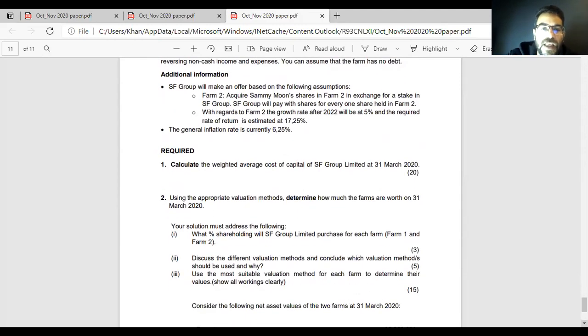Number 1, calculate the weighted average cost of capital for SF Group Limited at 31 March 2020. That's going to be one of your homework for over the next 2 weeks. Remember, next week and the following week there's no class for undergrad, because we will be dealing with test 2 preparation for CTA. As a result, we don't have undergrad classes during that time. What we will do, you will have this question paper to complete.